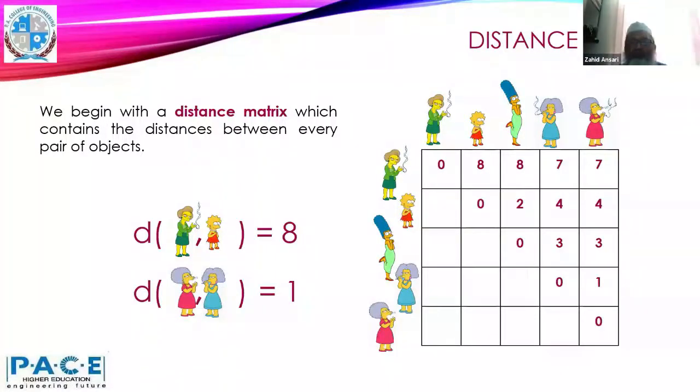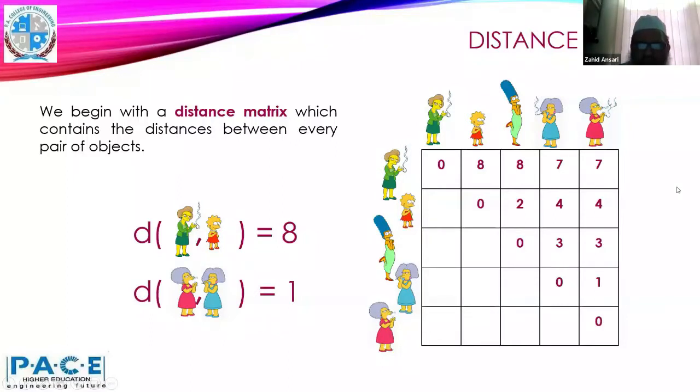So you see here, initially we have the distance matrix between each object. This is what we call the distance matrix. Here we have the distances between the objects. Let's say the distance between this object and this other object is 8. And the distance between these two objects is 1, so we can see the distance is 1 between these two objects.